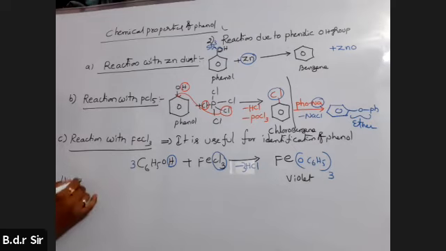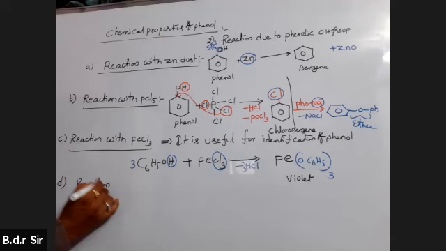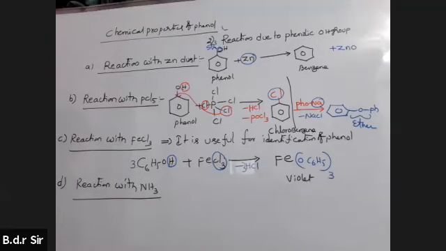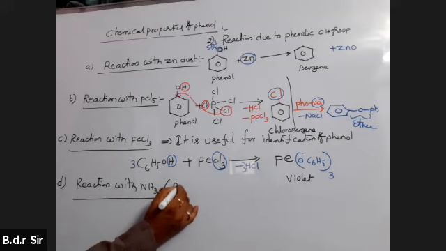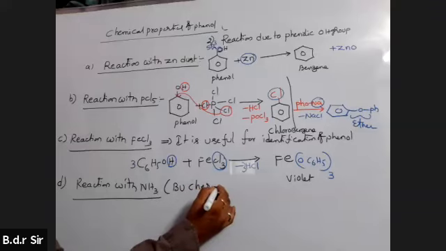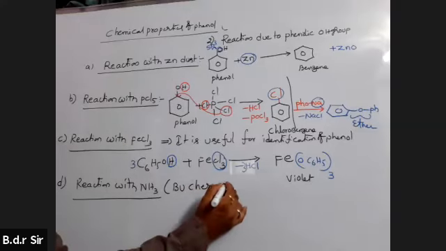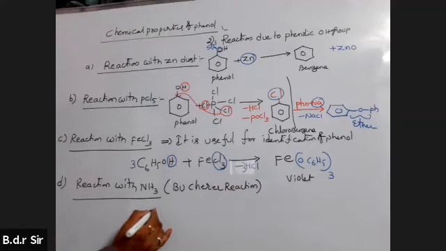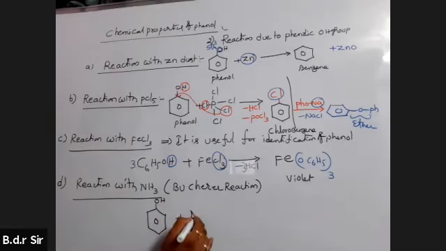Okay? The last reaction among the reactions due to the phenolic OH group is the reaction with ammonia. What is the name of this reaction? Bucherer reaction. Here, observe the reaction. Phenol reacts with ammonia.